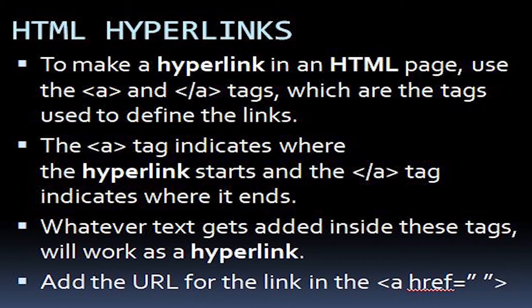HTML hyperlinks. To make hyperlinks in HTML page, use the A tag. A tag means anchor tag, which are the tags used to define the links. The A tag indicates where the hyperlink starts and the /A tag indicates where it ends. Whatever text gets added inside these tags will work as a hyperlink. Add the URL from the link in a href. Let us have a look.